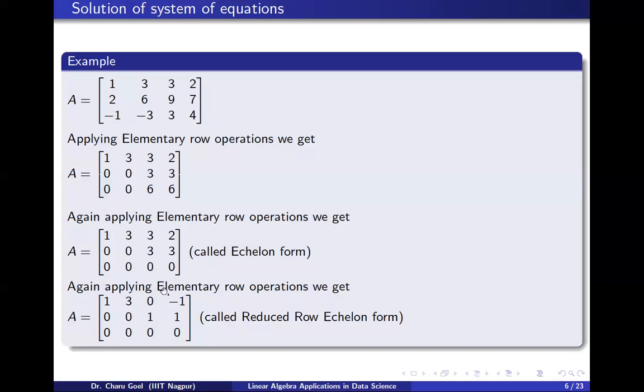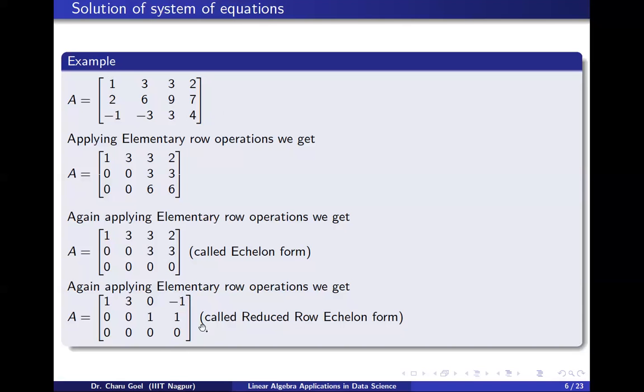So this is the procedure: given a system of equations, step 1 is to write the coefficient matrix A, which is this one, 1, 3, 3, 2, 6, 9, minus 1, minus 3, 3. Step 2, write the augmented matrix. Step 3, apply the elementary row transformations. Get the reduced row echelon form.